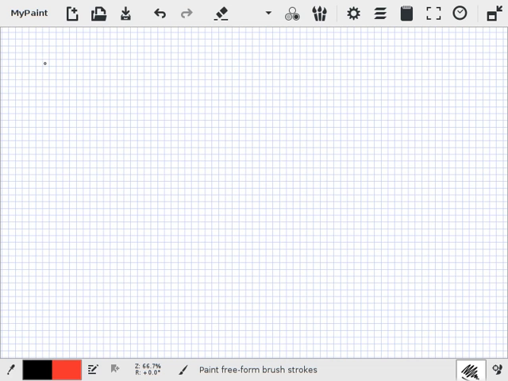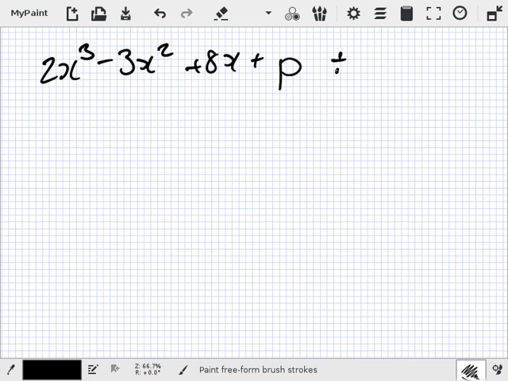So when 2x cubed minus 3x squared plus 8x plus p is divided by x, that's interesting. The remainder is 2. So the best way to think about this is you have this cubic and you're dividing by x plus 0. That's the way to think about it. So what do I sub in for x?